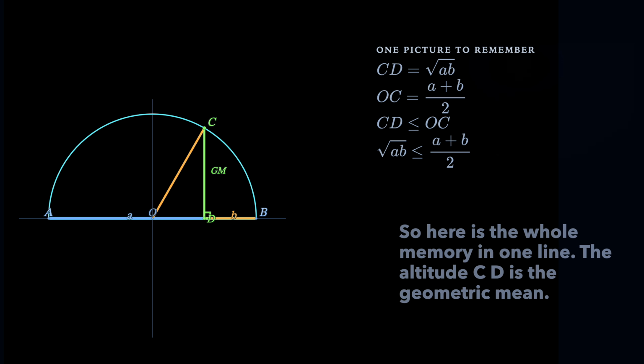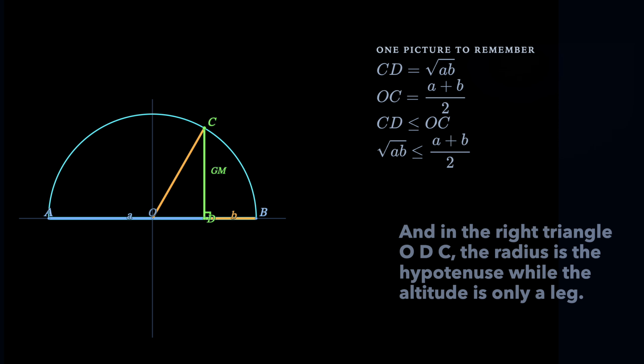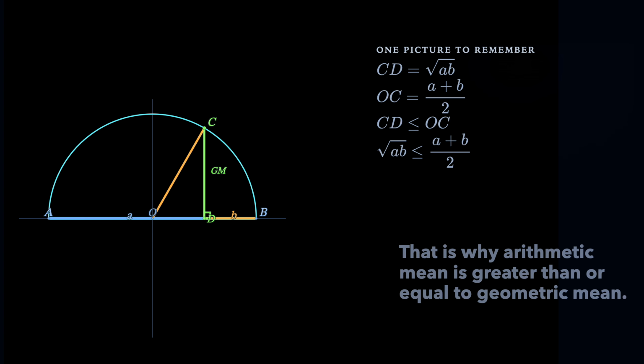So here is the whole memory in one line. The altitude CD is the geometric mean, the radius OC is the arithmetic mean, and in the right triangle ODC, the radius is the hypotenuse, while the altitude is only a leg. That is why arithmetic mean is greater than or equal to geometric mean.